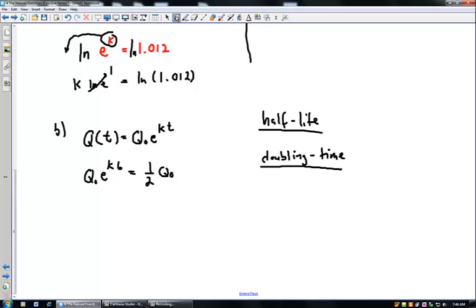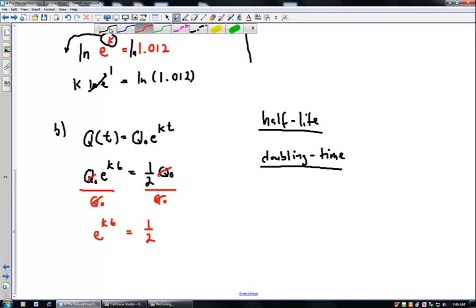What's nice about this is that we don't know Q naught, but it doesn't matter. When we go to solve for k, you simply divide both sides by Q naught, and the Q naughts are going to cancel here, and the Q naughts are going to cancel there, and you're going to be left with e to the k times 6, all in the exponent, equals 1/2.